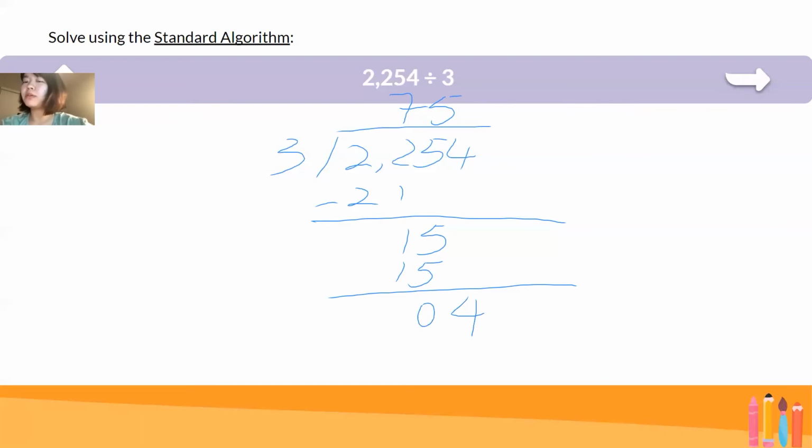So we can do 3 times 1, that gives us 3. And 4 minus 3, that gives us 1. So our remainder is 1. So for 2,254 divided by 3, the answer is 751, remainder 1.